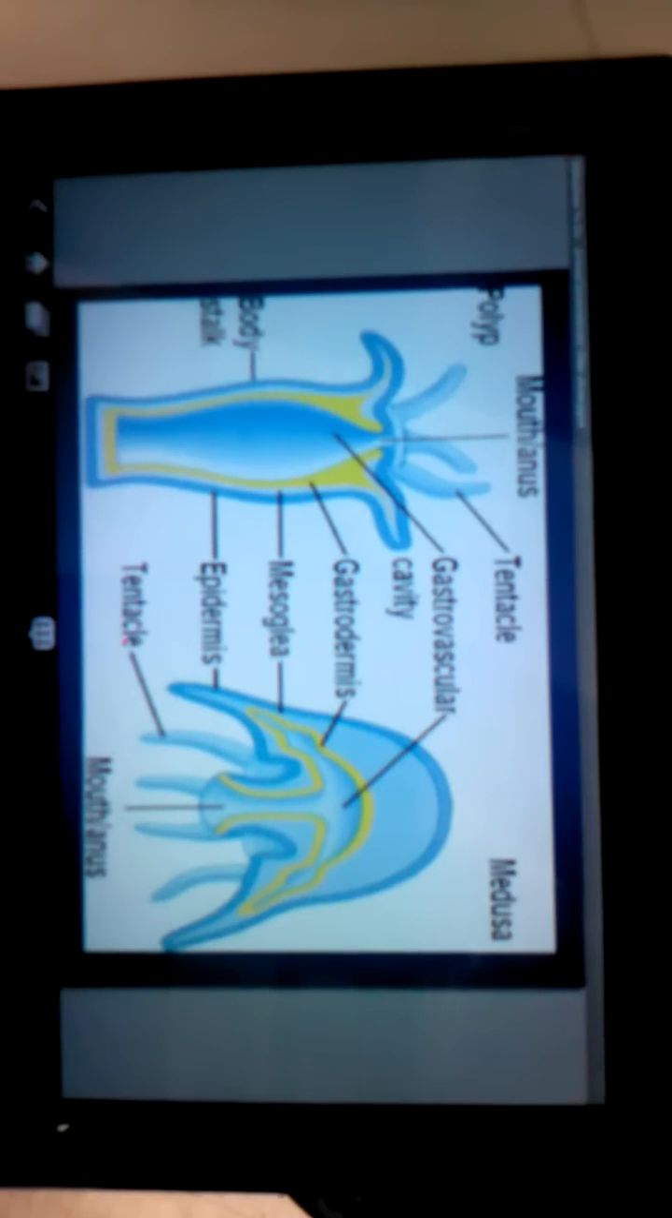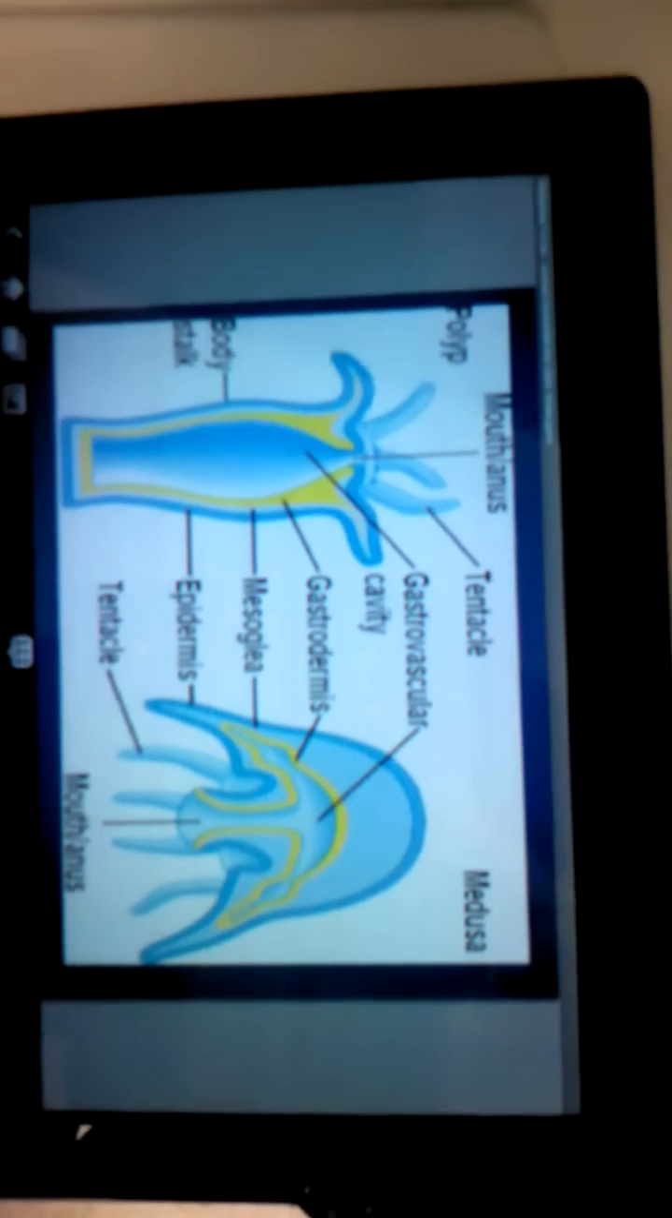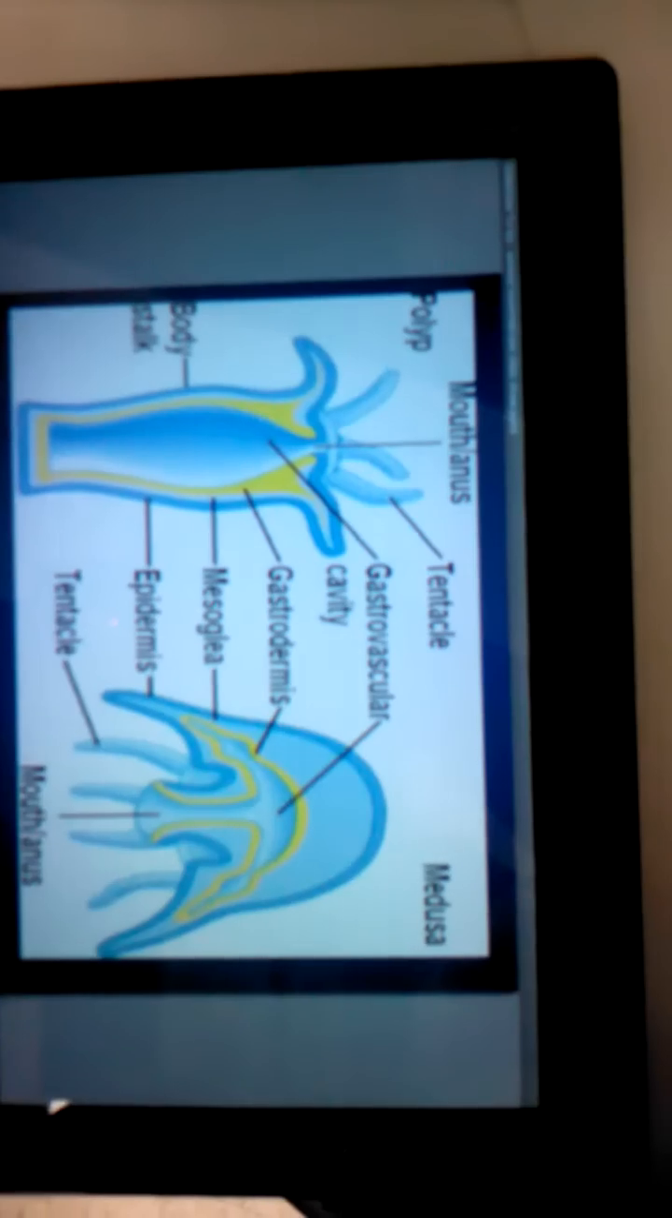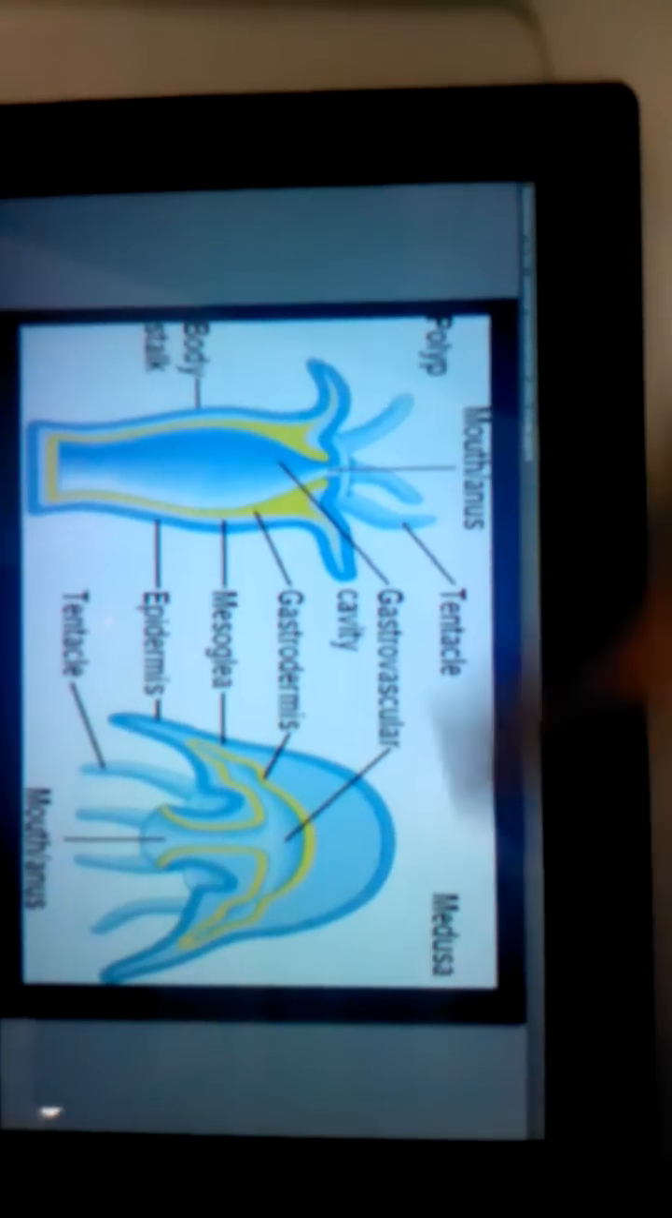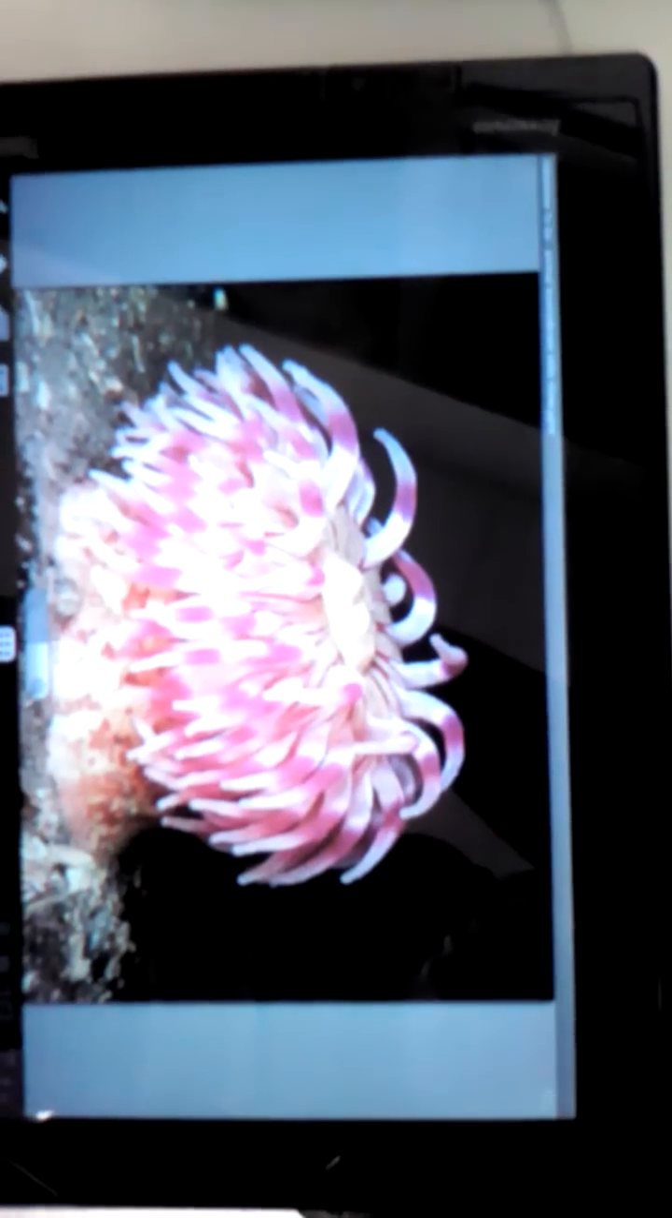There are two forms: medusas are free-swimming jellyfish, and polyps are stationary. The polyp reproduces asexually and the medusa sexually.